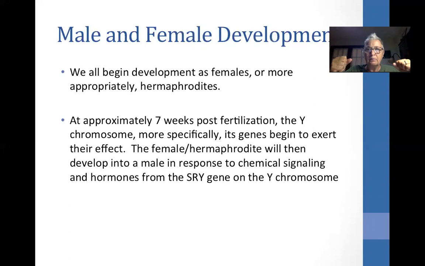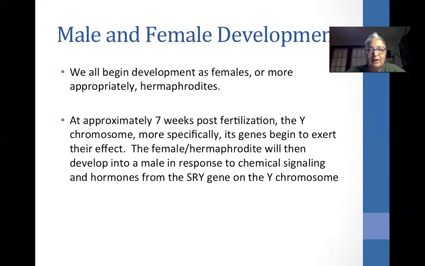And so basically the Y signal, if it's present, will start to signal for the development of the boy. And so this female will then sort of respond to this chemical signaling, and it's actually from a gene called the SRY gene on the Y chromosome, and they'll start to make a male.